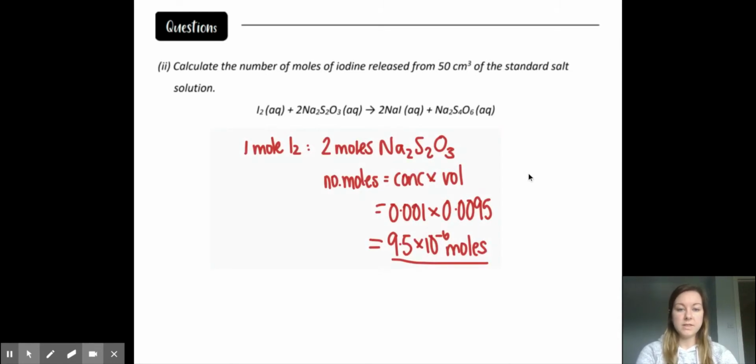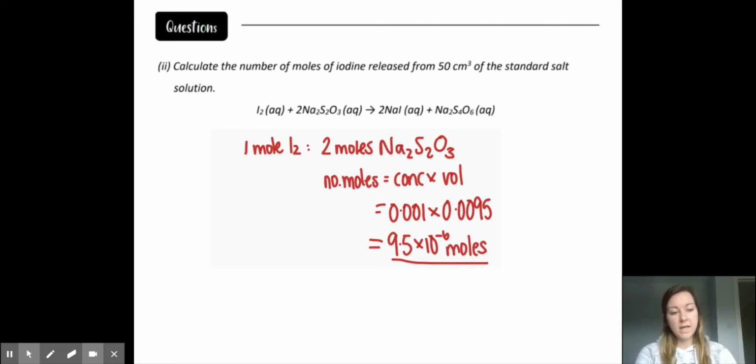So the number of moles of iodine released from 50 centimetres cubed of the standard salt solution. Again, first of all, let's establish our mole ratio. We have 1 mole of iodine reacts with 2 moles of sodium thiosulfate. We can calculate our number of moles of sodium thiosulfate. On the slide before, it showed us the concentration is 0.001. Our volume that we just calculated was 9.5 centimetres cubed. So in litres, that is 0.0095. And the number of moles of sodium thiosulfate, therefore, is 9.5 times 10 to the negative 6 moles.